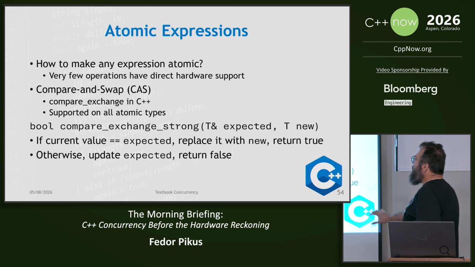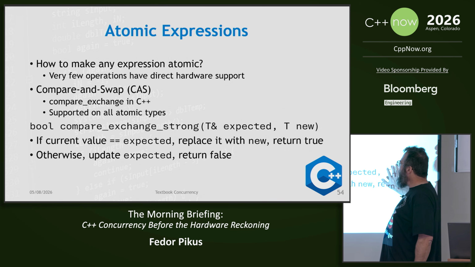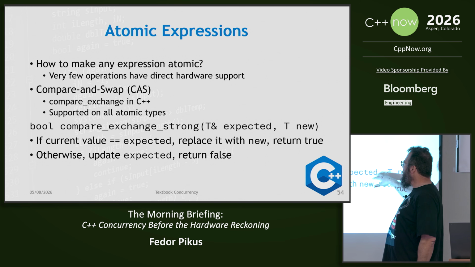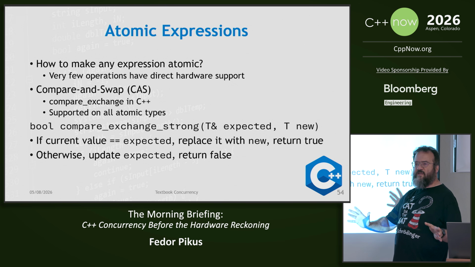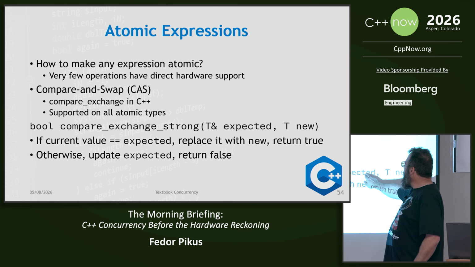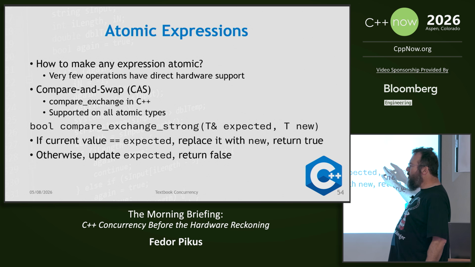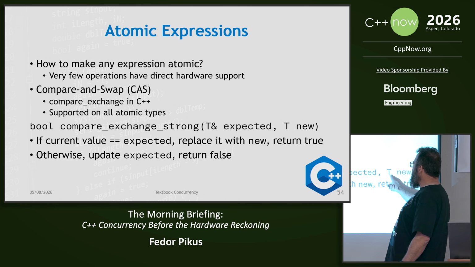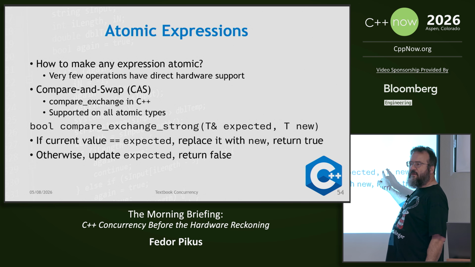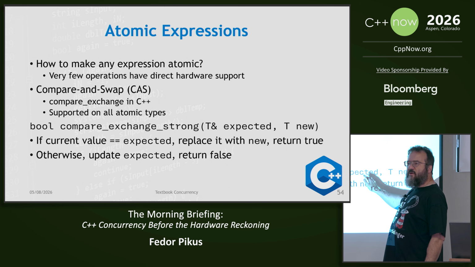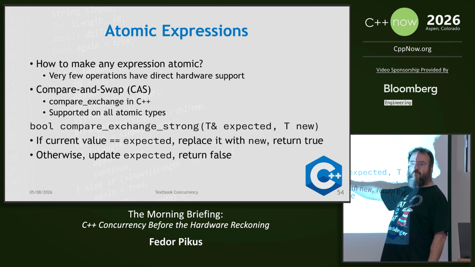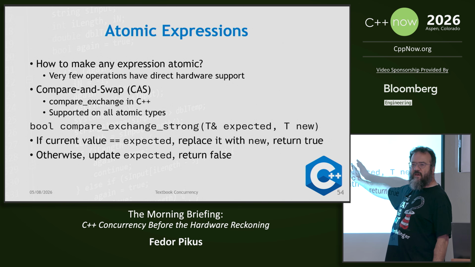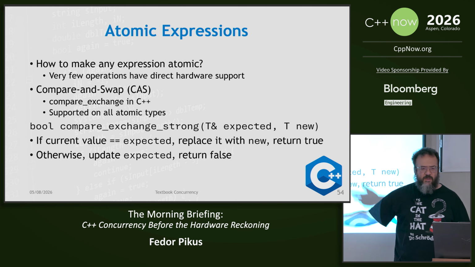What it does is takes two values, expected and new. If the current value of the atomic equals the expected, and by equal they mean bitwise equality, they just compare the bits, then atomically the value becomes new, and true is returned. If the current value is not what's expected, it writes through the reference into the first argument what the current value is, and then it doesn't make any changes and returns false. That's all it does.